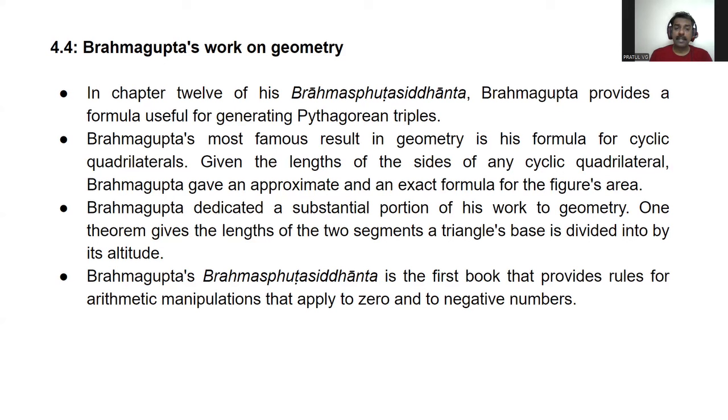Brahmagupta dedicated a substantial portion of his work to geometry. One theorem gives the lengths of the two segments a triangle's base is divided into by the altitude. Brahmagupta's Brahma Sphuta Siddhanta is the first book that provides rules for arithmetic manipulations that apply to zero and to negative numbers.